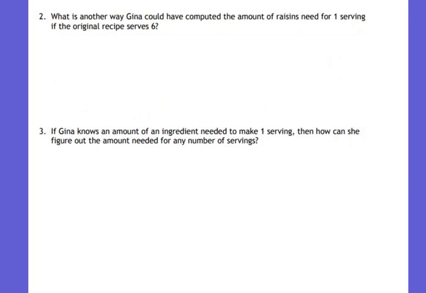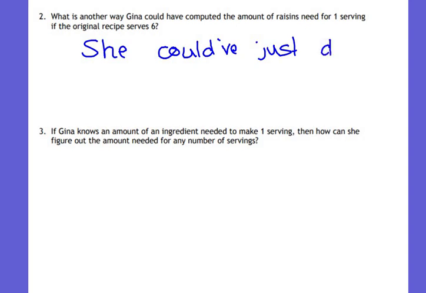So number 2 says, what is another way Gina could have computed the amount of raisins needed for 1 serving? She could have just divided by 6. So obviously I didn't go to a spelling training, I just went to a mathematical training.